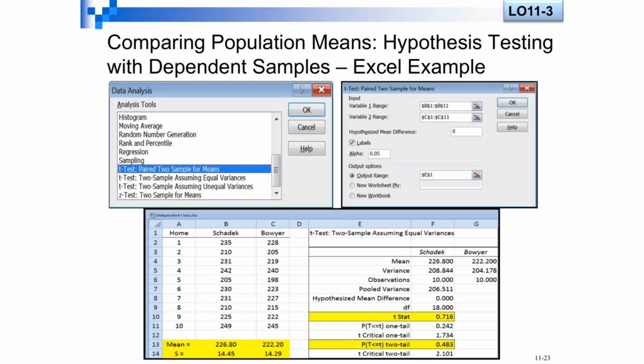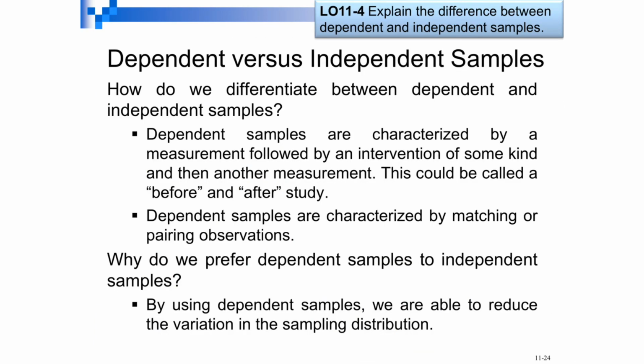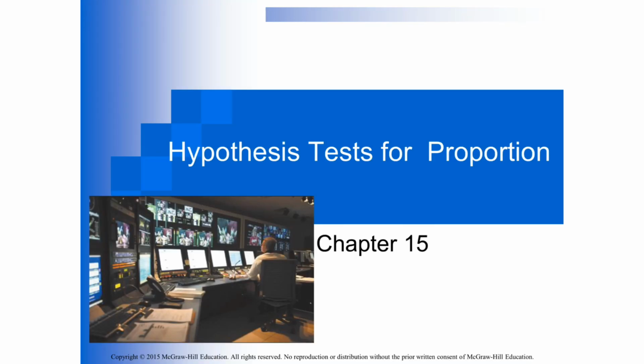So again, you can calculate with the Excel. So which one is better? Dependent sample or independent sample? We can say that dependent sample is better because the variation is less. You see, it's the same house selling by two companies, so the variation is less. So maybe we can say that dependent sample is of course better.